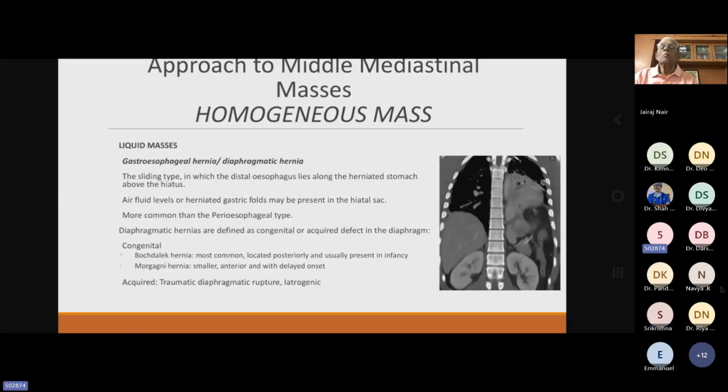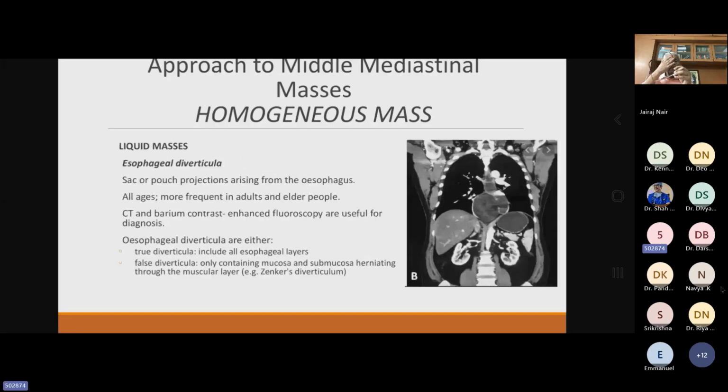Gastroesophageal hernias or diaphragmatic hernia. The sliding type of the hiatal hernia is one in which the distal esophagus lies along the herniated stomach above the hiatus. Air fluid levels or herniated gastric folds may be present in the hiatal sac. It is more common than the paraesophageal type. Diaphragmatic hernias can be congenital or acquired defects in the diaphragm, congenital being Bochdalek and Morgagni hernia. Bochdalek is posteriorly located and presents in infancy, and Morgagni is a small anterior hernia with delayed onset. Or it can be because of acquired causes, including traumatic diaphragmatic rupture or iatrogenic causes.